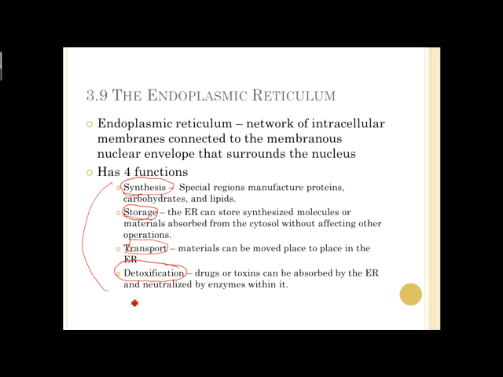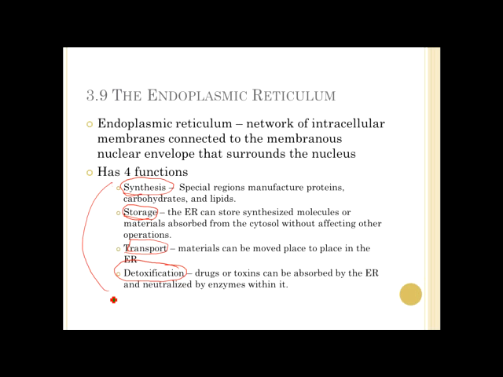If we have anything, drugs or anything like that, that are going to be absorbed by proteins or require a protein bath for biotransformation, this is what's going to do it. So synthesis. Special regions manufacture proteins, carbohydrates, and lipids. And this is the endoplasmic reticulum.